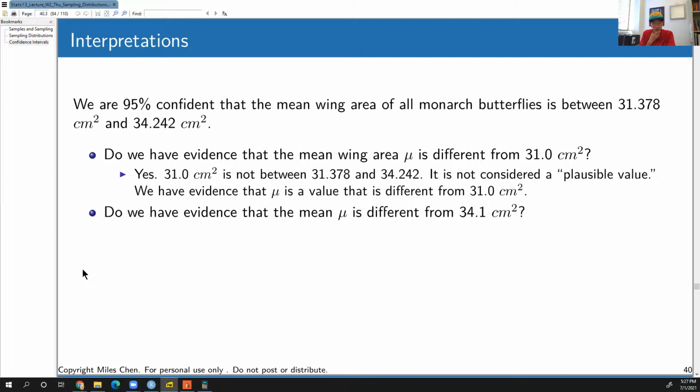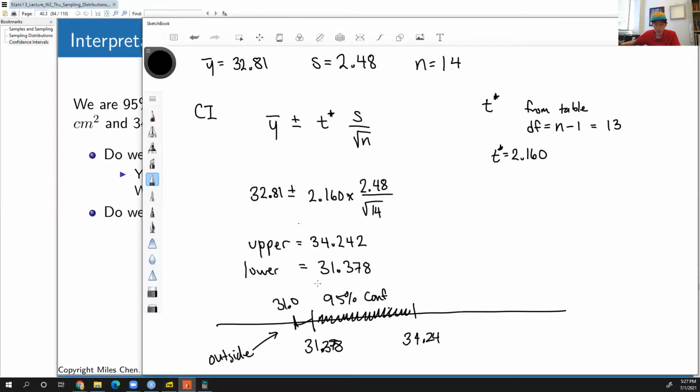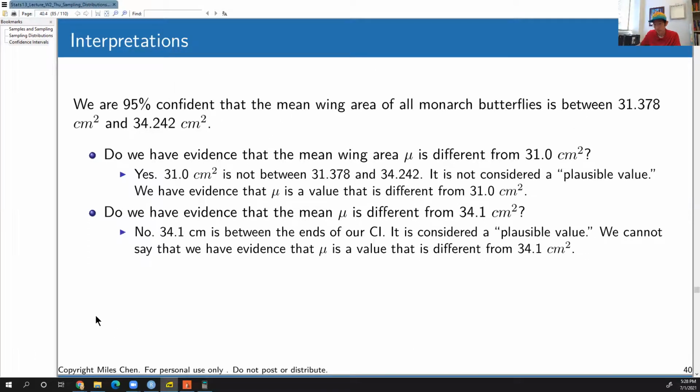Okay. Do we have evidence that the mean is different from 34.1? If we look at this picture, 34.1 is inside my interval. It's somewhere around here, between this and this. So 34.1 is inside. Do we have evidence that it's different from 34.1 square centimeters? Our answer is no. 34.1 is between the ends of our interval, so this would be considered a plausible value.